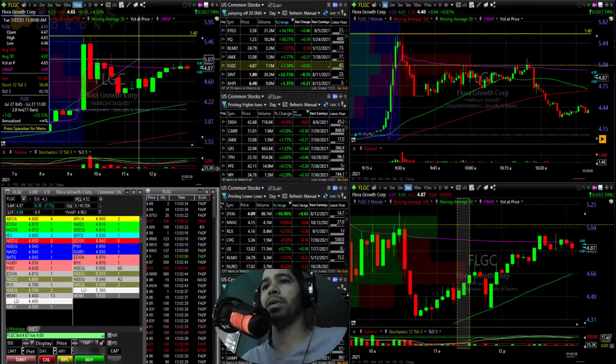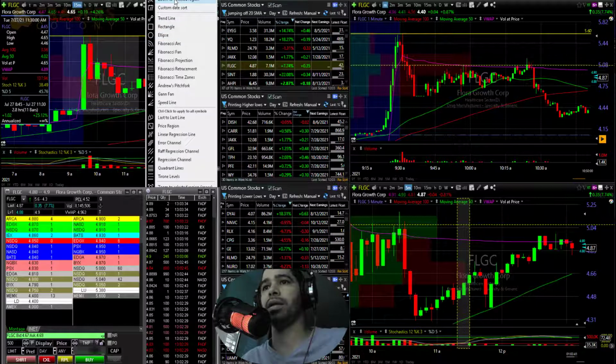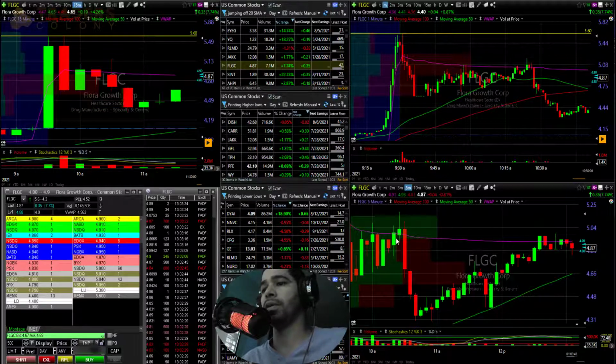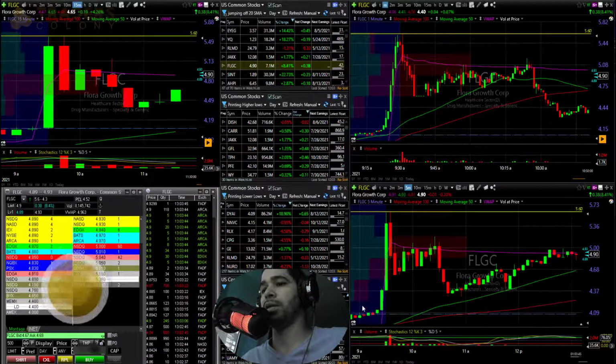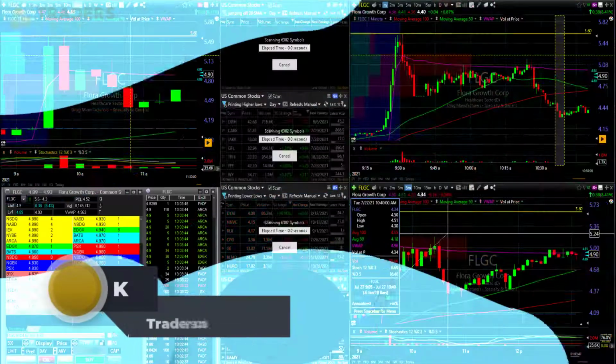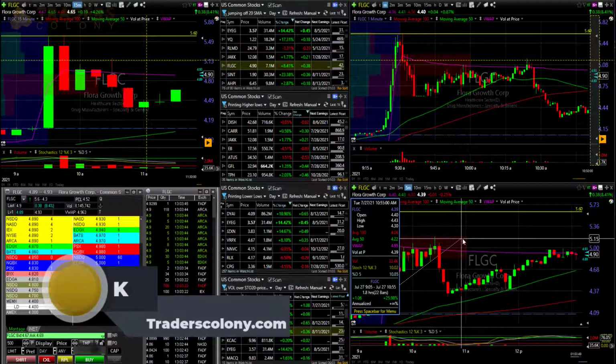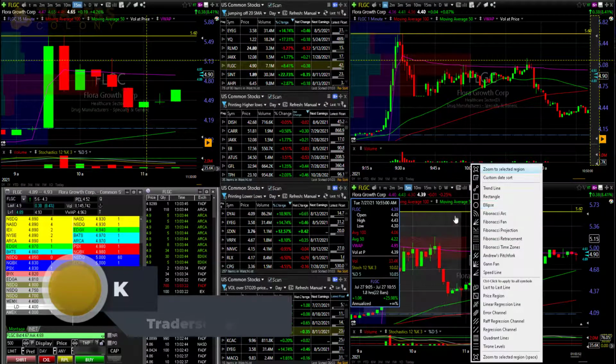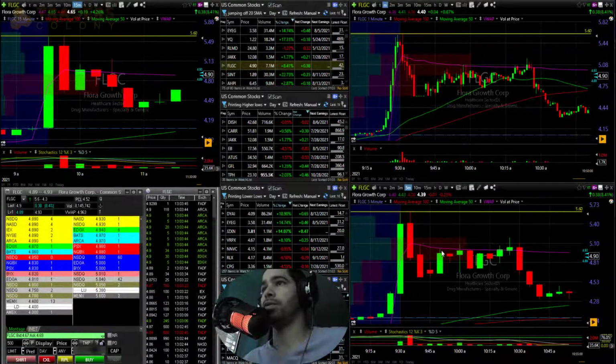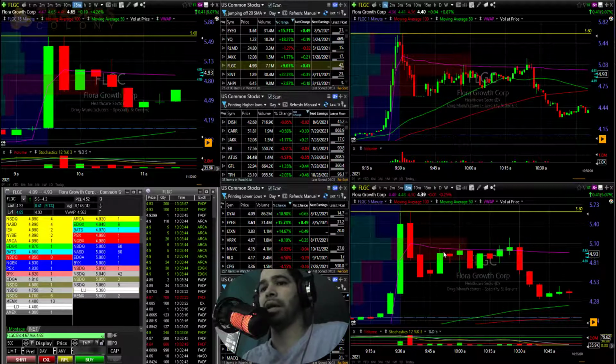The VWAP is an indicator that a lot of people use because it's used by a lot of the institutions, and it's the volume weighted average price, right? So it's the average price versus the volume that it's supposed to have at that certain moment. Trying to simplify what it is.